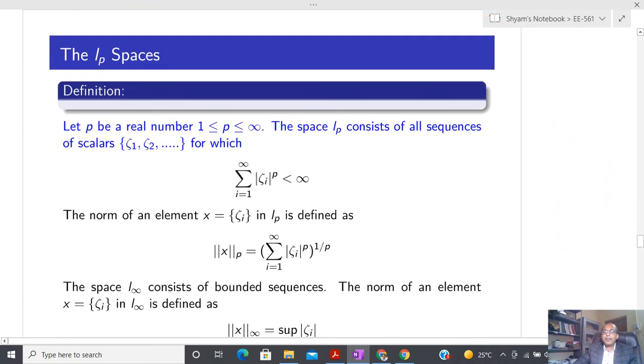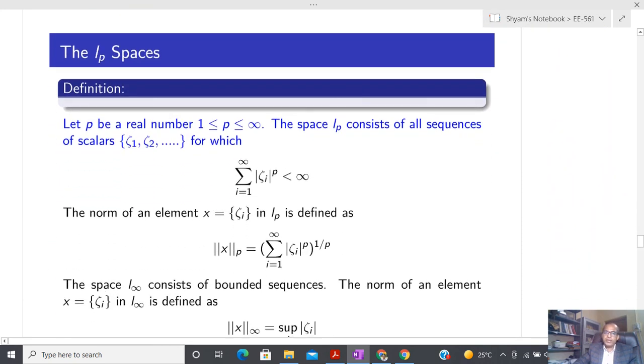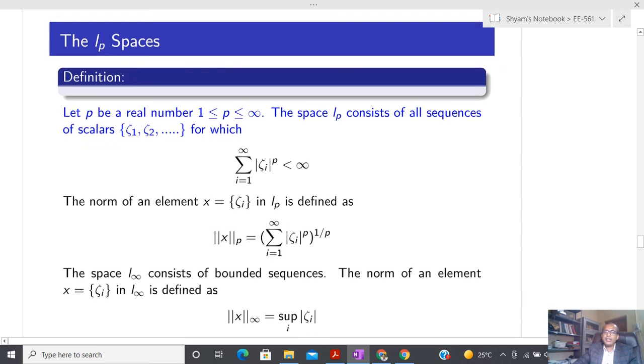Now I will just take 5 more minutes and after that conclude today's lecture. So what I am going to see now: suppose I have a sequence of scalars zeta 1, zeta 2, up to zeta n, or zeta infinity you can take. Now I have a space where I define each element in the form of a sequence. Could you please quickly verify whether that is a vector space or not? Suppose I have a sequence like zeta 1, zeta 2, zeta n.